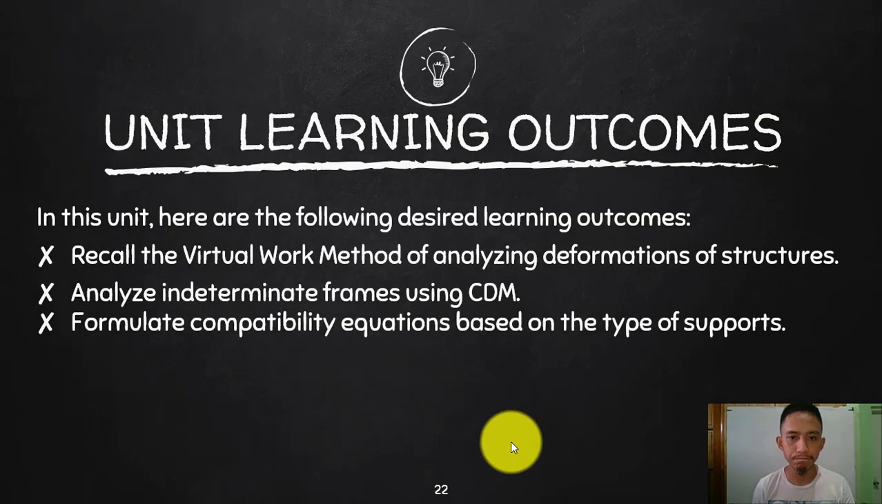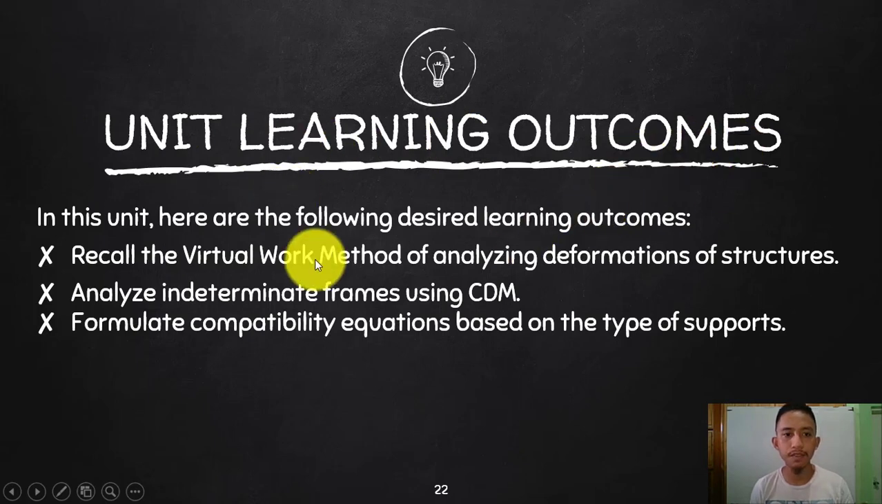So in this unit, here is your unit learning outcome. In your analysis of indeterminate beams, we used the conjugate beam and moment area method. But here, we will be using the virtual work method. We will try to recall if you ever discussed this, but if not, then I will be introducing this virtual work method of determining deformations, rotations, and deflections of your frames.